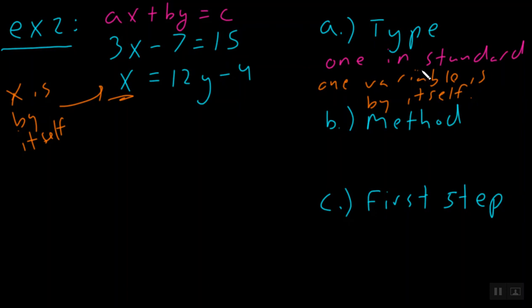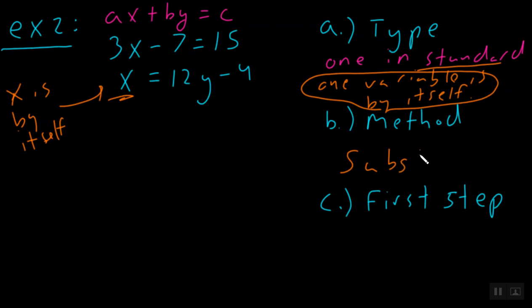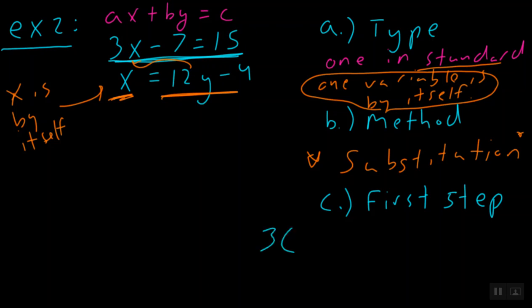Well, the key is not so much the standard form. Anytime we have one equation where our variable is by itself, our method will always be substitution. Anytime we have one variable by itself, our method is always, always, always substitution. So what does our first step look like? Well, we take the equation in standard form, and then we take the one where the variable is by itself. And whatever the variable is, we will plug it in. So, in that first equation, we would write 3x minus 7y is equal to 15.